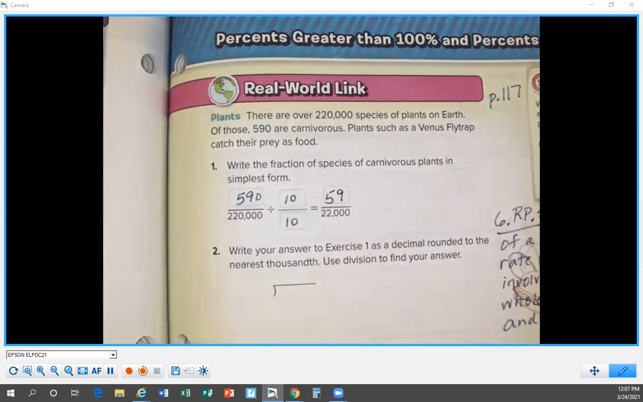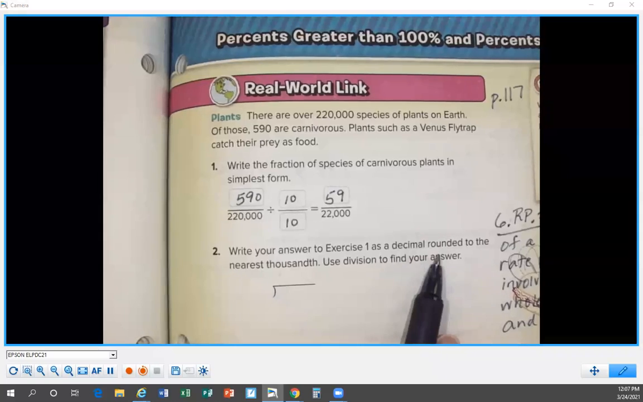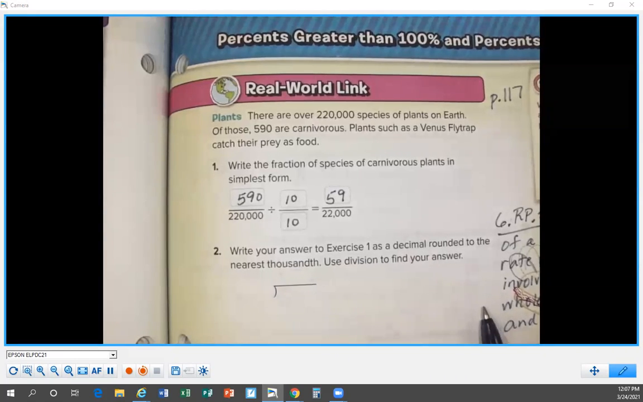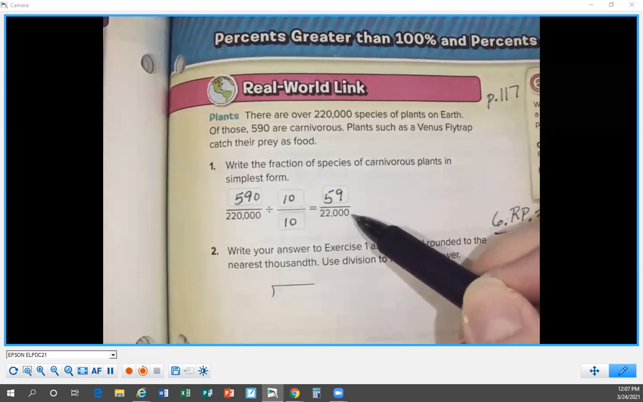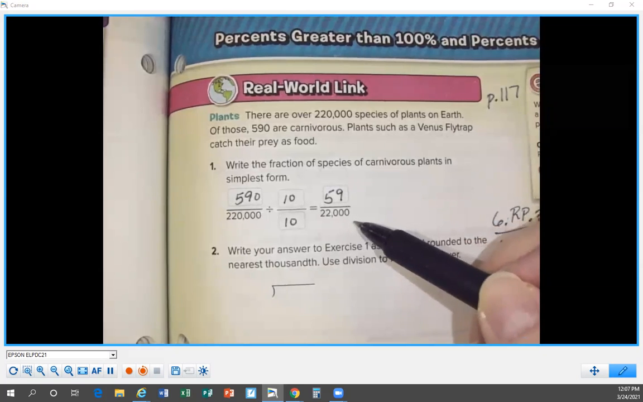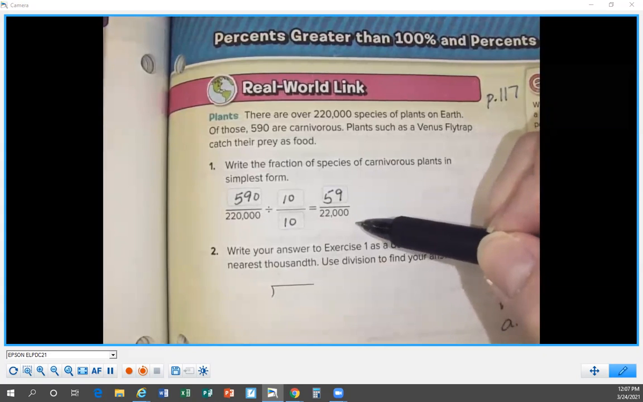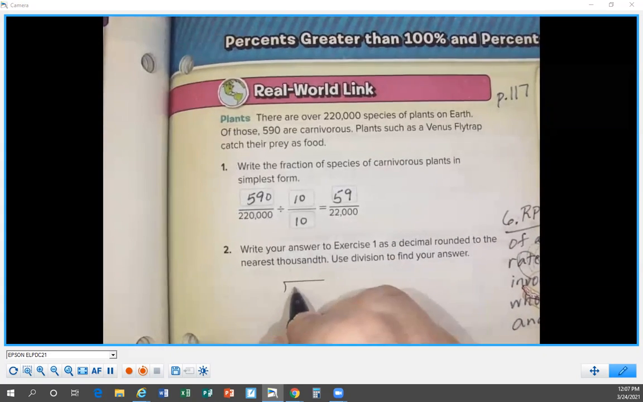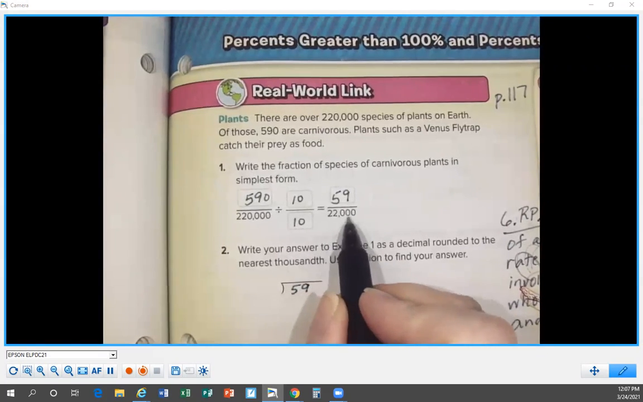All right. Number 2, write your answer to exercise 1 as a decimal rounded to the nearest thousandth. So we will need to do some rounding because we don't want to keep dividing forever and ever. Use division to find your answer. So what we have here is 59 over 22,000. What this means is 59 divided by 22,000. So we write our 59, and we're going to divide that by 22,000.